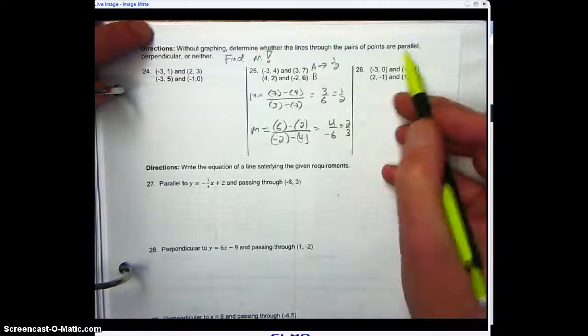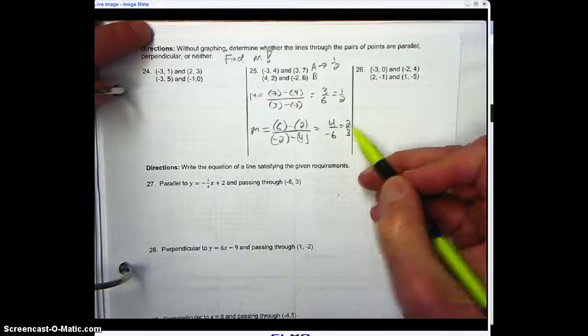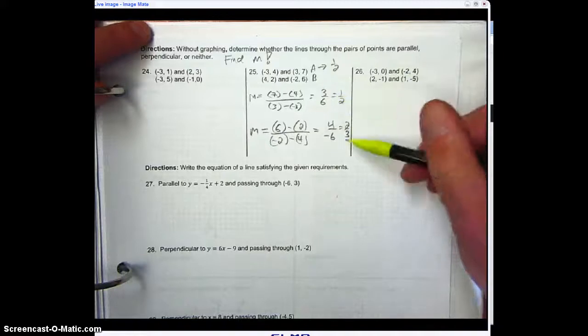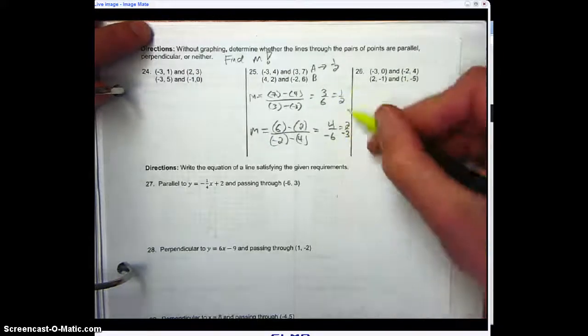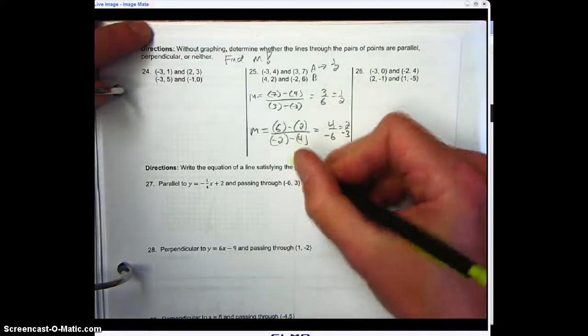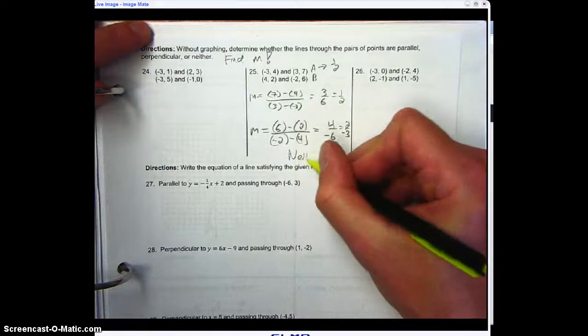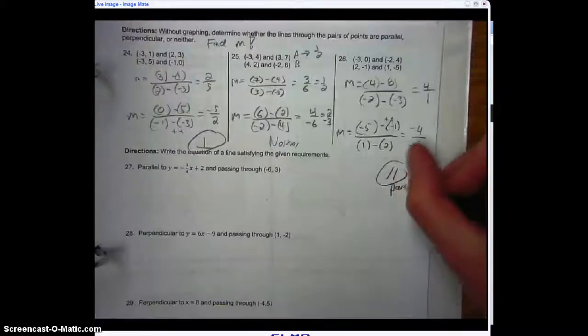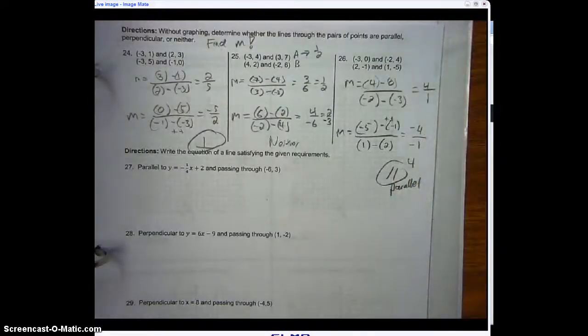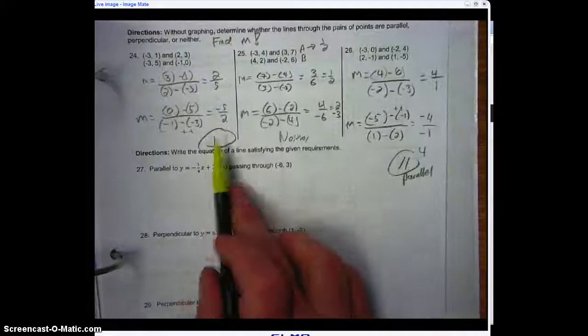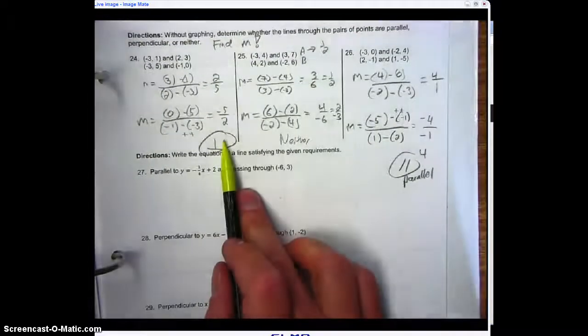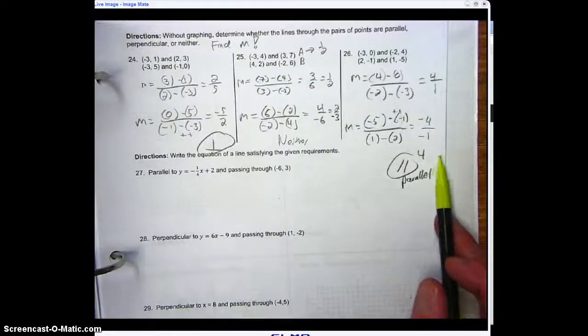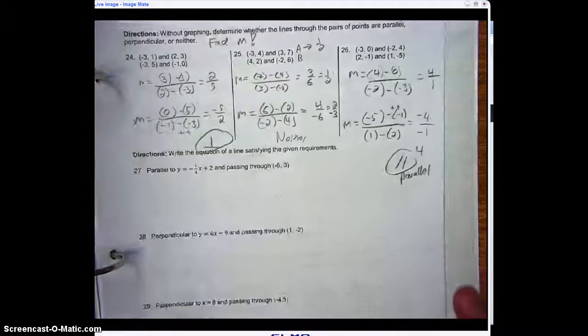Are they parallel? They don't have the same slope. Are they perpendicular? They're not opposite reciprocals. Sorry, this is negative. So the answer to this is neither. Since I'm out of time on these videos, I very quickly just finished these two for you. These end up being perpendicular, these end up being parallel. Watch the video if you want to find out how.